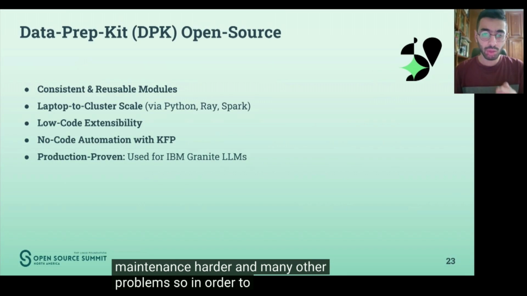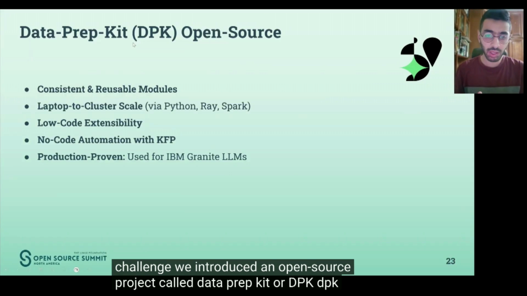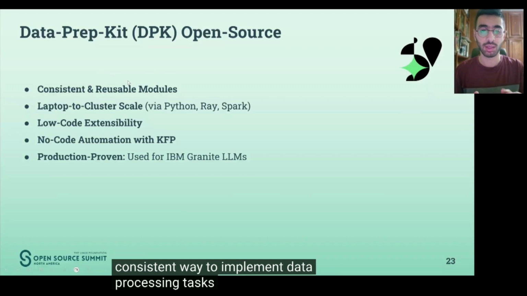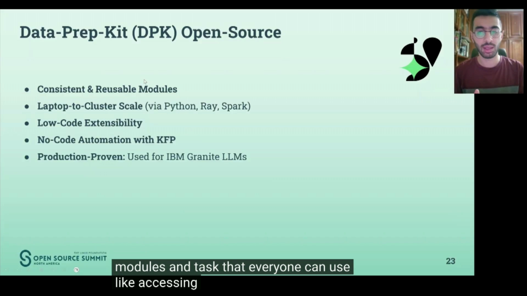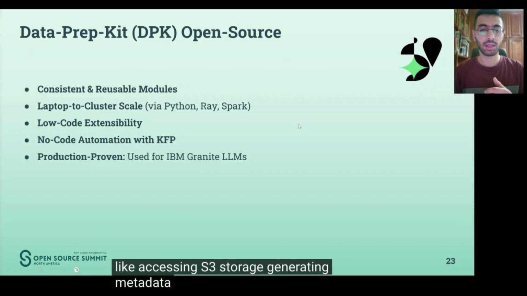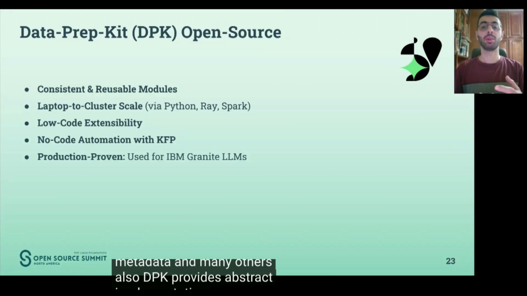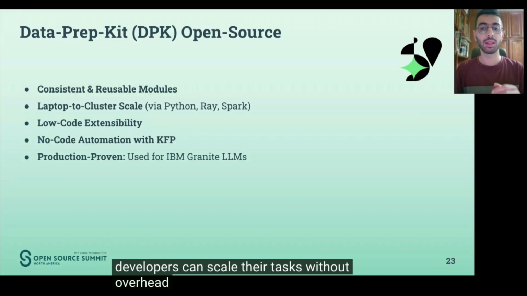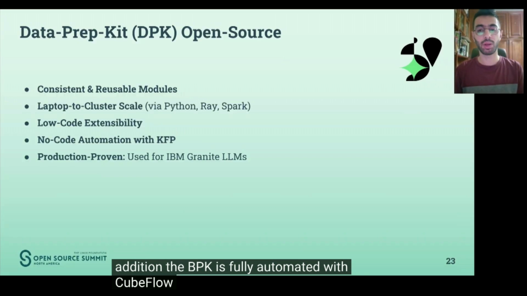So, in order to resolve this challenge, we introduced an open source project called Data Prep Kit, or DPK. DPK is a framework designed to provide a consistent way to implement data processing tasks. DPK has pre-built modules and tasks that everyone can use, like accessing S3 storage, generating metadata, and many others. Also, DPK provides abstract implementation of Ray and Spark, so developers can scale their tasks without overhead, and their code can run from laptops to Ray or Spark runtimes. In addition, DPK is fully automated with Kubeflow pipelines.